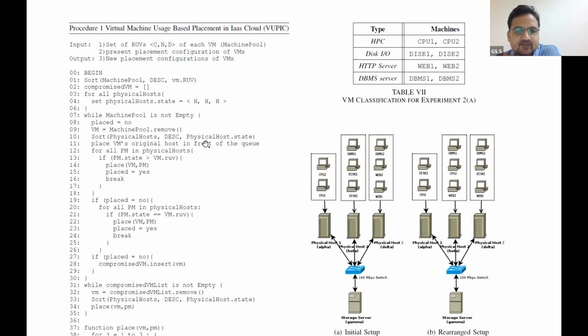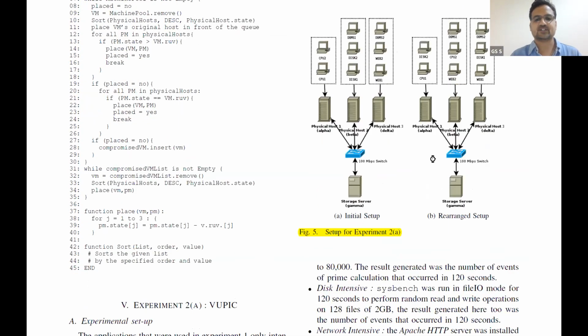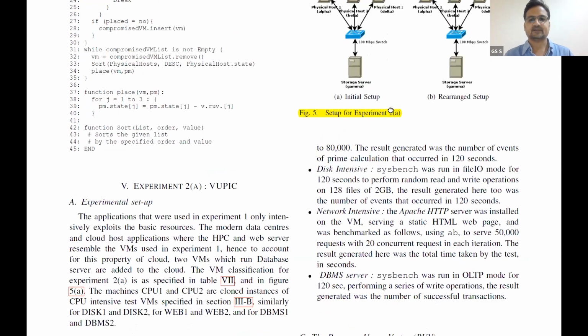This algorithm is pretty simple, right? You keep on checking the physical servers, what kind of applications you have, and then you keep on filling them. And always while filling, you are keeping in mind whether you are placing this on the original host or not. You see the 11th line, place VM's original host in front of the queue, so that if possible, we will keep it there. So these are small innovations which can be done, right?